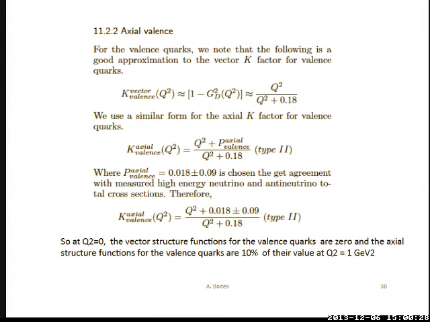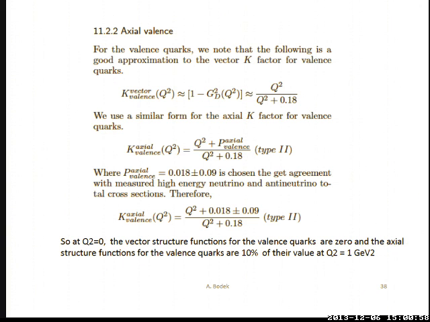So let's go back to the axial valence. For this factor, which is on average q squared 0.18, is what the average axial valence K factor is for vectors. So let me use a similar form for the axial quarks, but I'll put in a p here, and I will say that this is the only parameter I can use to adjust to get the total neutrino cross-section right.